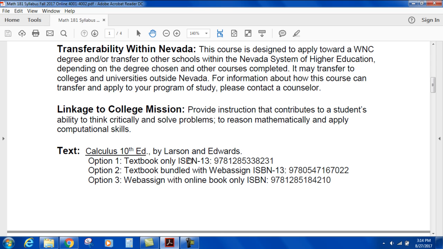So you can get the textbook only. You can get the textbook bundle with WebAssign. So if you want to do online homework and/or exams, you need the WebAssign. Or you could just get WebAssign only. And WebAssign can be purchased for a single semester or for multiple semesters. But there is an ebook inside WebAssign. So I know that we're transitioning to a time period where people like to use ebooks versus paper books.